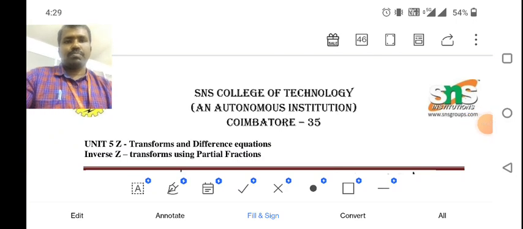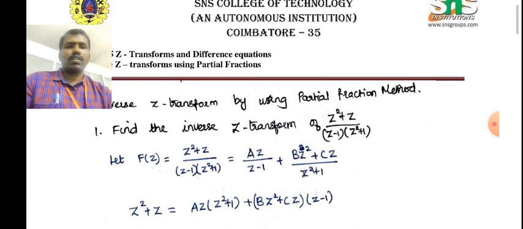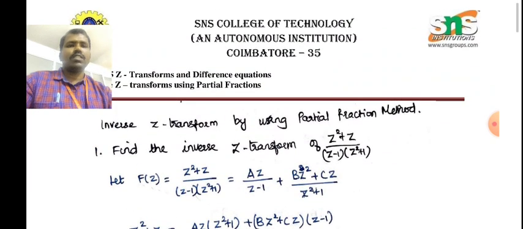Good morning. Today, next we are going to the topic: inverse Z transforms using the partial fraction method. Already many methods are there. Now we have to see the inverse Z transform by using the partial fraction method. Three types of partial fraction methods are there. One by one, we have to see the three types of partial fraction methods.